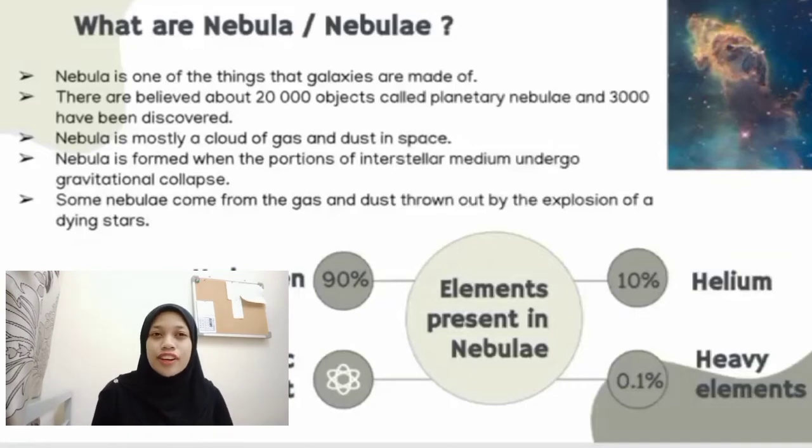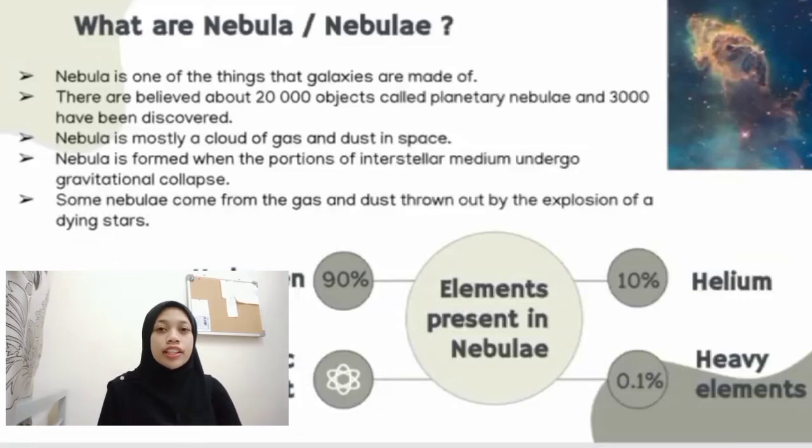Do you want to know how a nebula is formed? A nebula is formed when a portion of the interstellar medium undergoes gravitational collapse, and some nebulae come from the gas and dust thrown out by the explosion of a dying star. For your information, a nebula is the stellar nursery, the place where stars are born, and sometimes it's even the place where stars die.